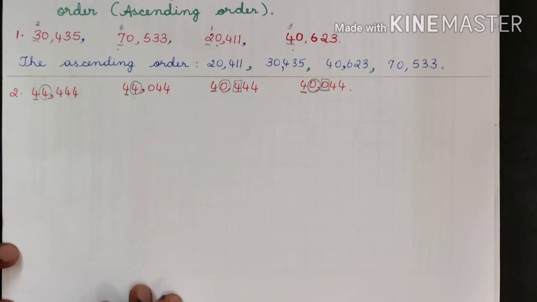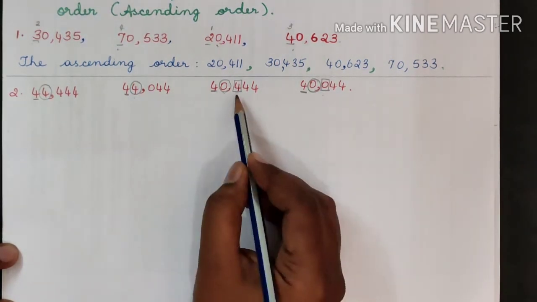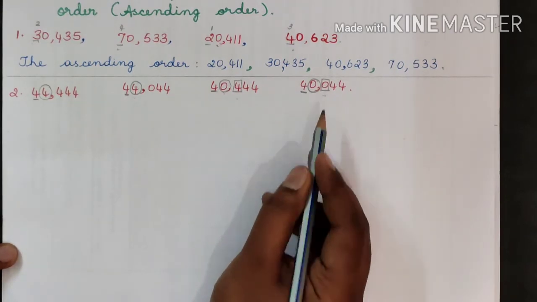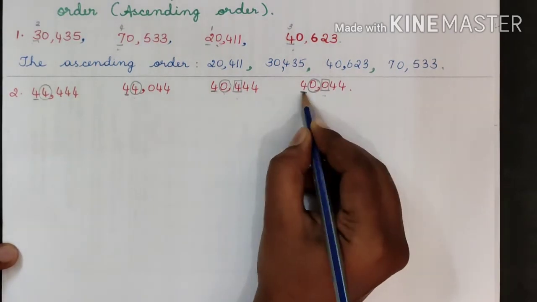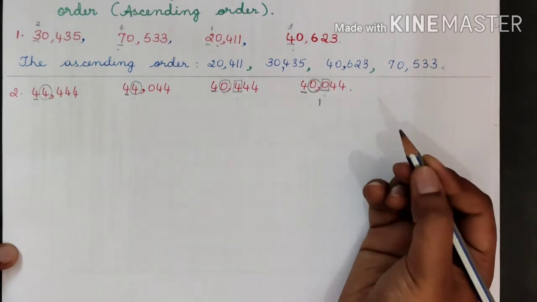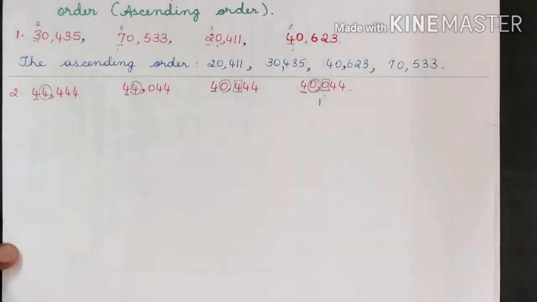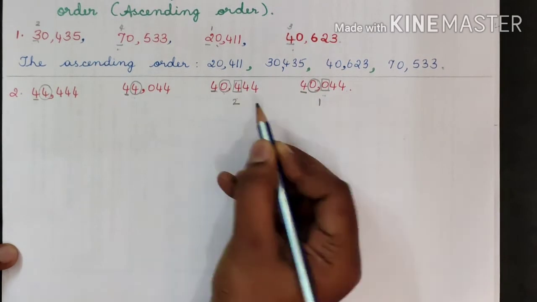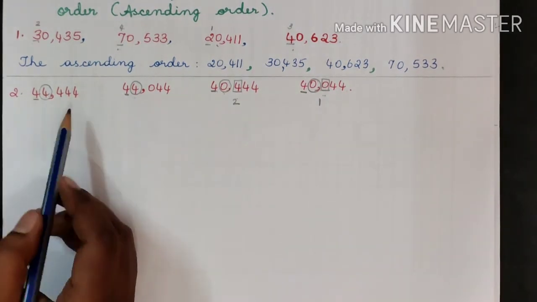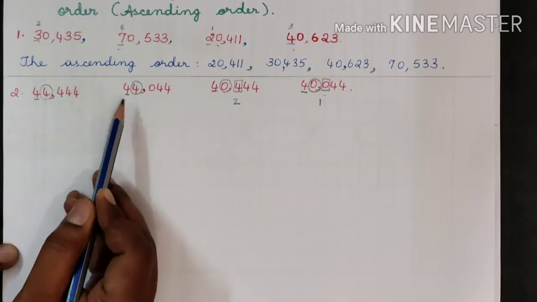Both are different, no? We have 4 and 0. When you compare 4 and 0, which is smaller? 0 is smaller. That means this number is the smallest. So first we have to write this number and then we have to write this number. Correct? Yes. We are left with the 2 numbers where thousands are same.